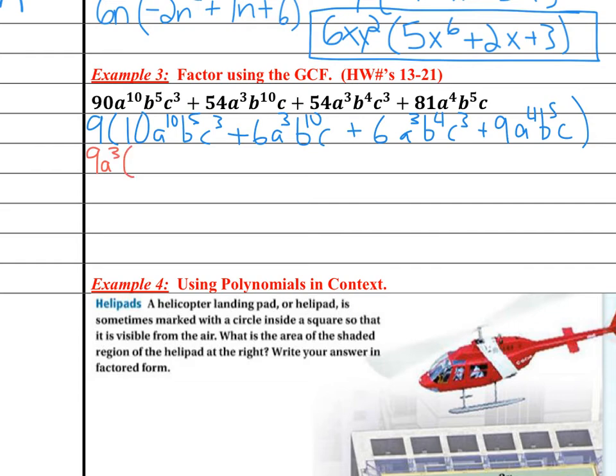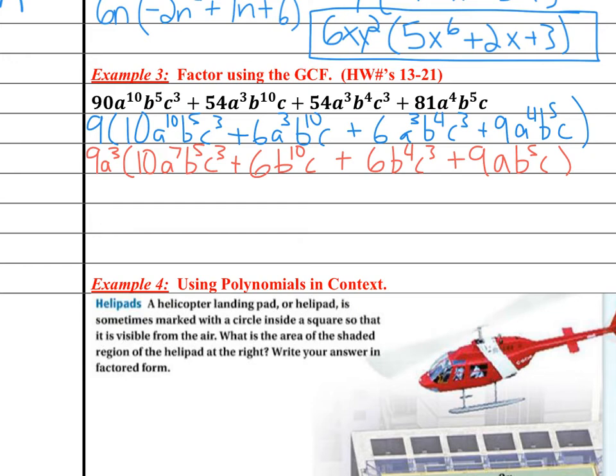So first term used to have 10. If I take away 3, now that has 7 A's, same number of B's, same number of C's. Middle had 3. I took out 3, so it has no A's left. So just B^10 C. Third one also had 3. I took those all out front, factored them out. So 6B^4 C^3 left. And the last one had 4, took out 3, so it has 1 left. We're done with the A's.